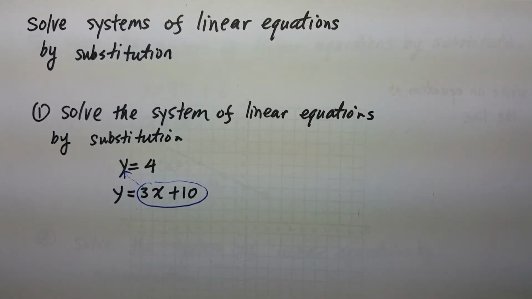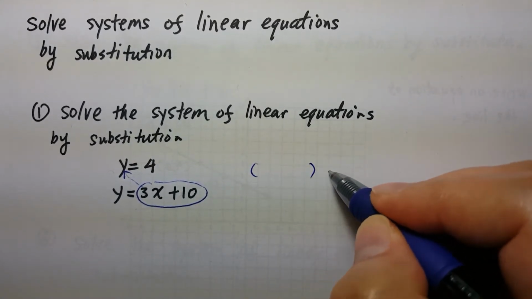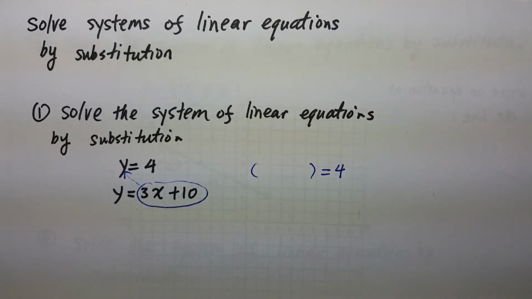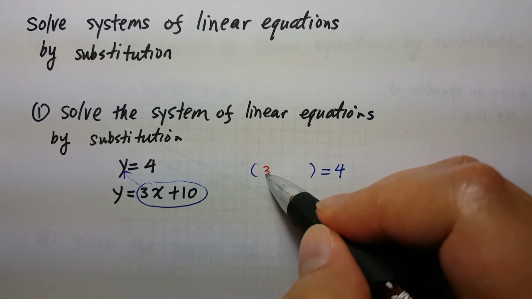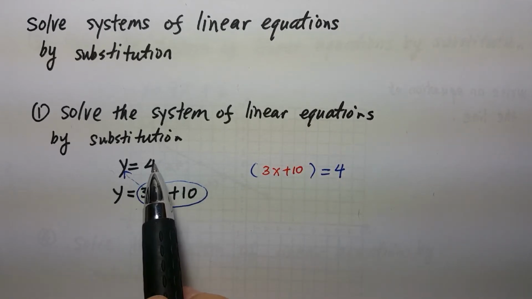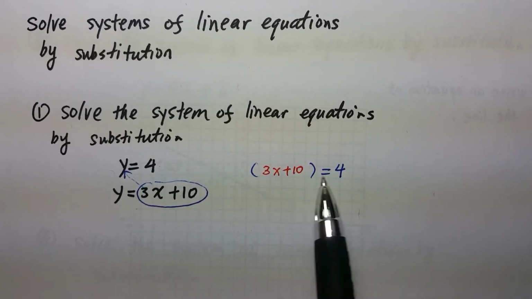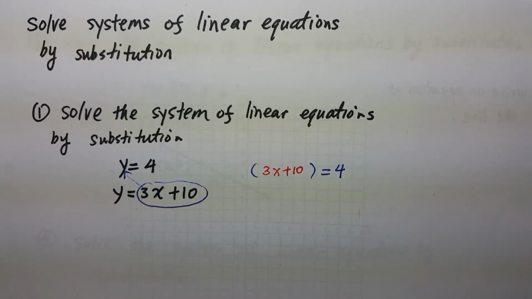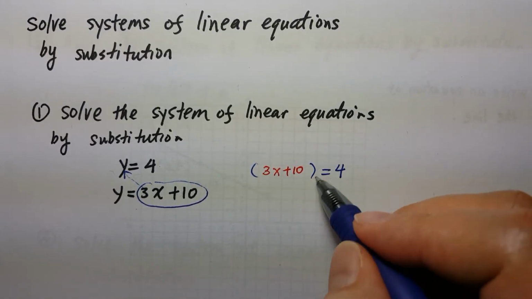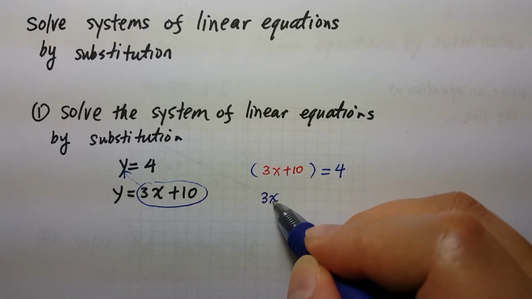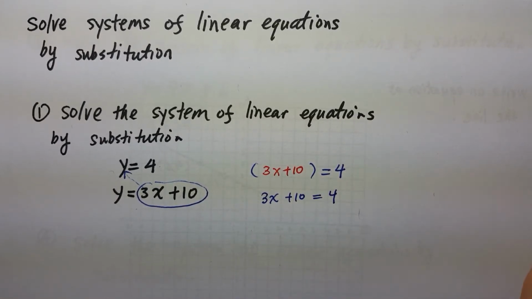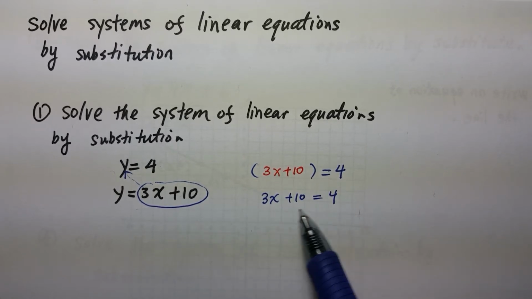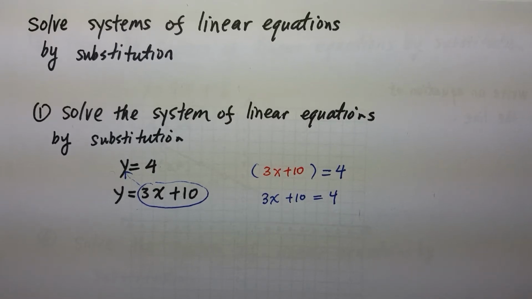So what you're going to do is put open parenthesis, equal to 4, and you substitute the 3x plus 10. y equals 4 now becomes 3x plus 10 equals 4. Because there was nothing to multiply, you can drop the parentheses. Now we can solve for x. The whole purpose of substitution is you change two equations into one equation with one variable. It's only one equation that we know how to solve.